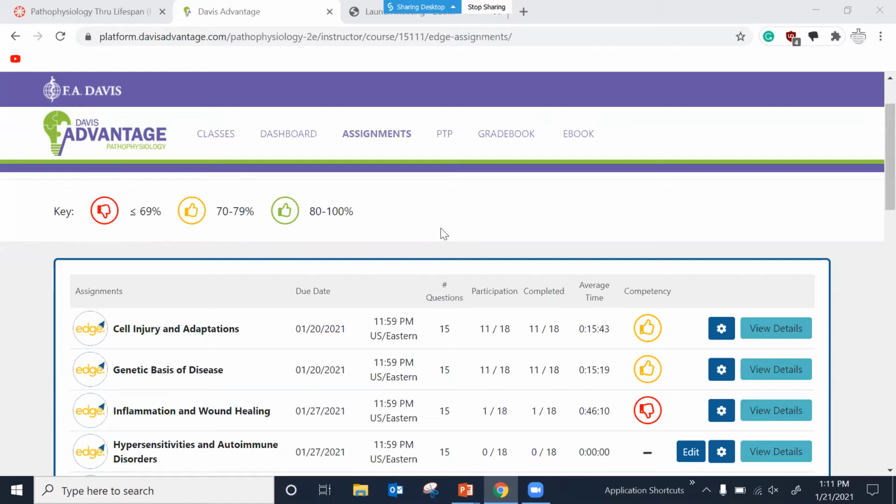So the edge assignment makes me crazy a little bit. But on the other hand, it is going to prepare you for that big test at the end, whether it's the surgical first assist or whatever it might be. So that's my philosophy. It's dumb. I hate it. We need a better system, but it's what we've got right now.